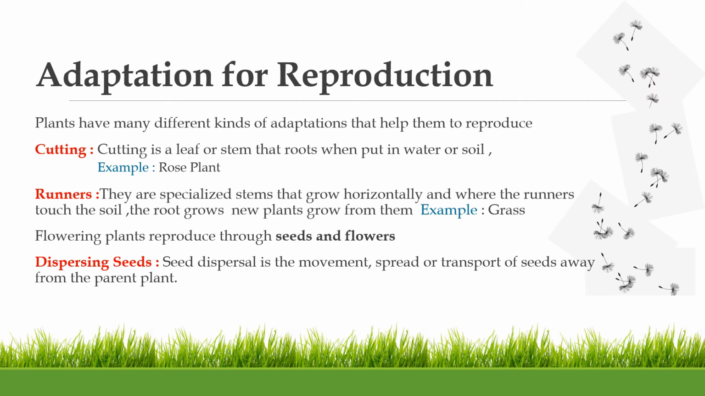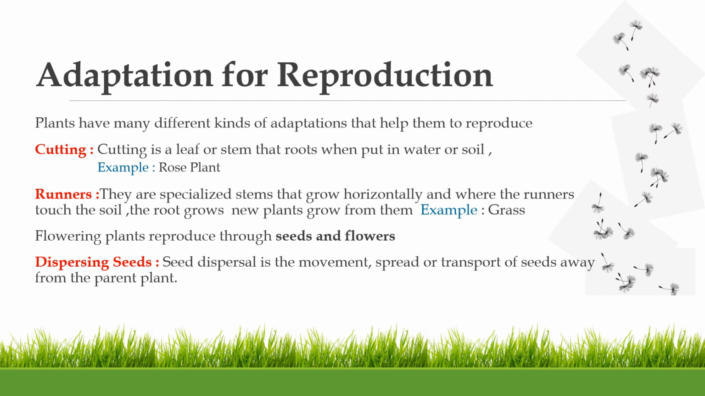For cuttings, it's a rose plant. You can take a cutting of a rose plant and grow a new plant. That's one kind of reproduction. So a cutting is a leaf or stem that roots when put in water or soil.